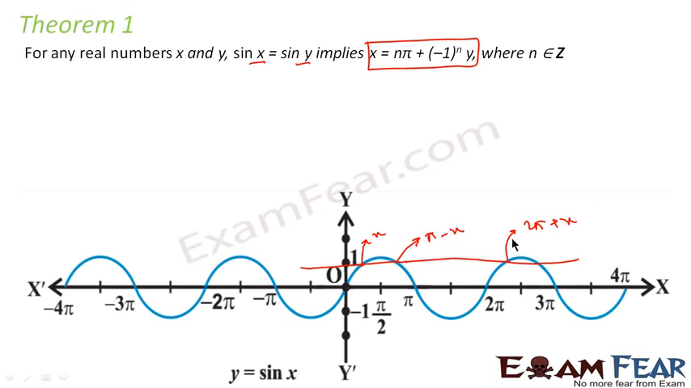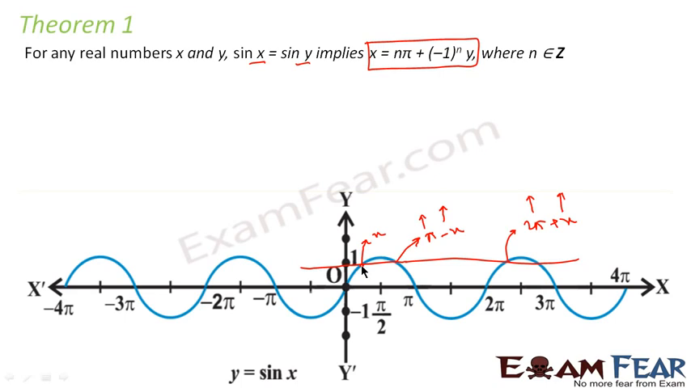If you see, the pattern is something of this form: n pi. Here we take n is equal to 1, here we take n is equal to 2. Here the sign changes, so it's minus 1 to the power n, because for n is equal to 1 this is negative, and for n is equal to 2 it is positive. So the common formula is n pi plus minus 1 to the power n y. Thus we have seen that x is equal to n pi plus minus 1 to the power n y.